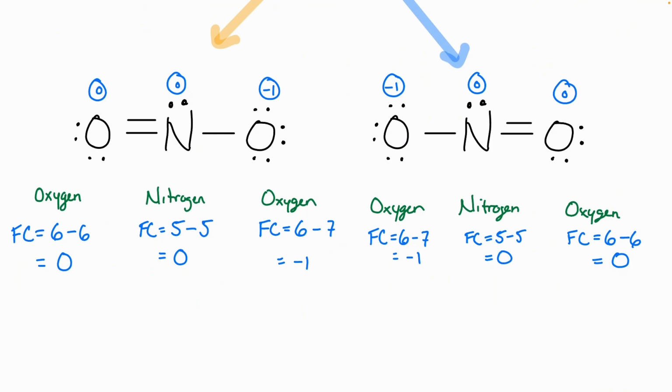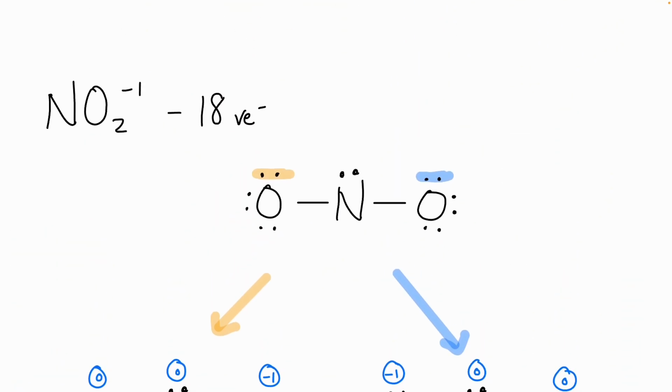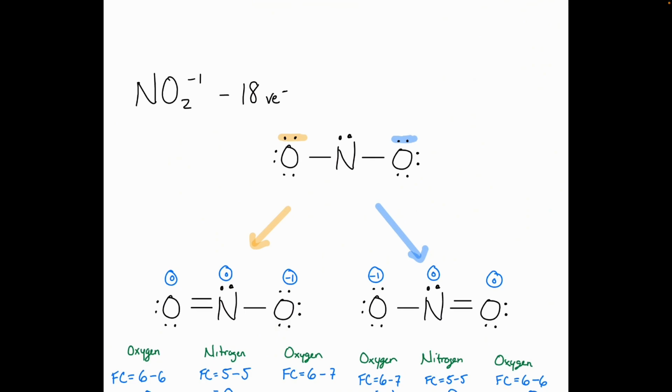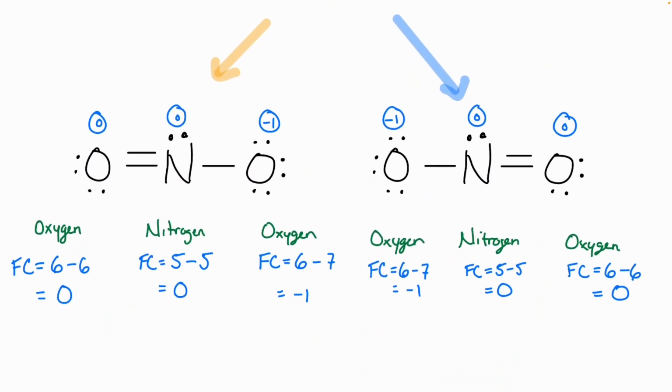There's no way to draw this structure where every atom has a formal charge of 0 because there's a net charge of -1 on this ion. There's going to have to be some formal charge in that structure. And in both cases, regardless of which oxygen I choose, I'm going to have an oxygen with that formal charge of -1. So this is what we call a resonance structure here.